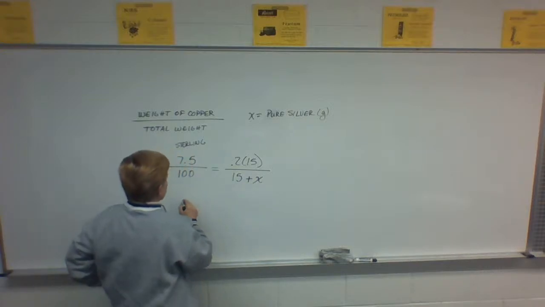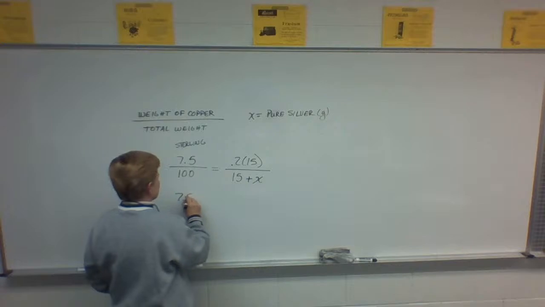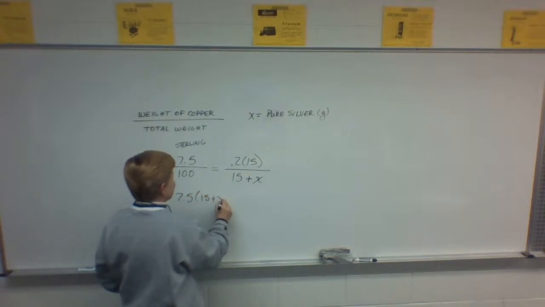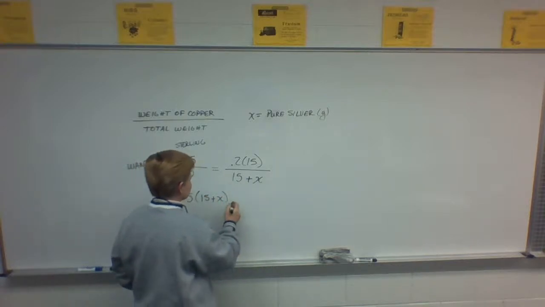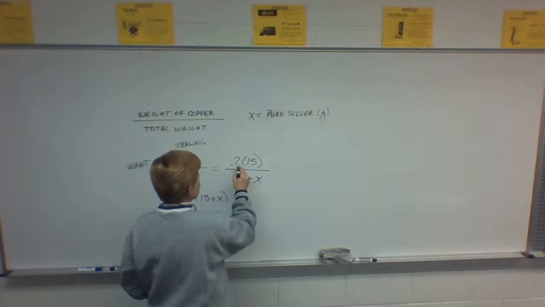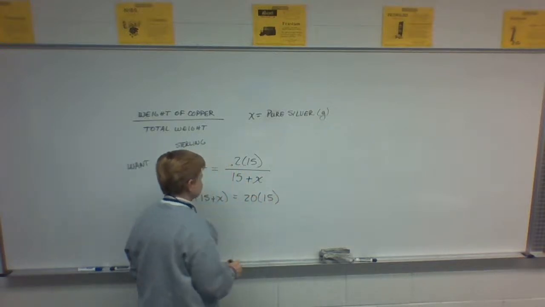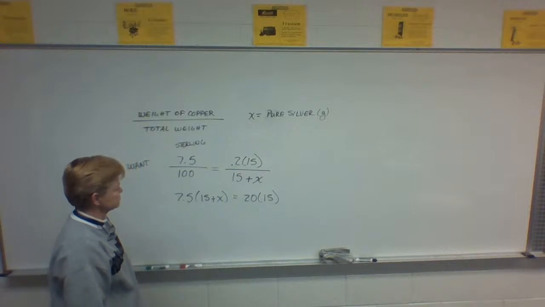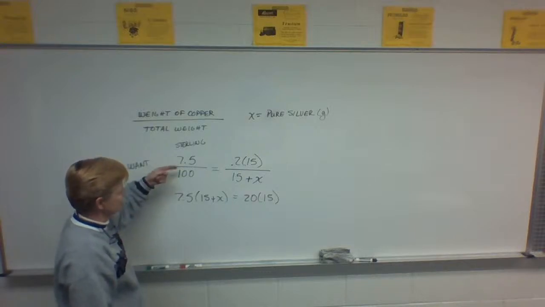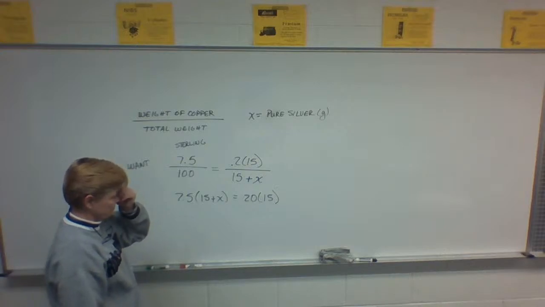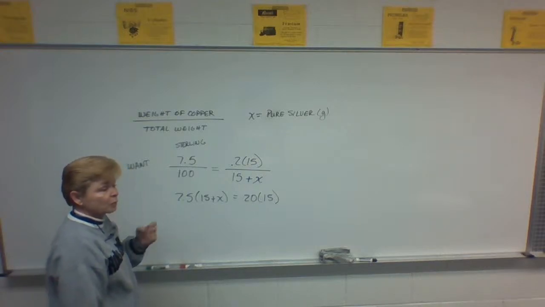So now we cross multiply. 7.5 times 15 plus x. Putting that together is the hard part of this. The cross multiplying is no big deal. And then I take 100 times 0.2, that's 20, times 15. Would you not want to simplify the 7.5 over 100? We could. What would that be? 3 over 40. We could turn that into a fraction that doesn't involve decimals if you want. I don't want to, but you could.